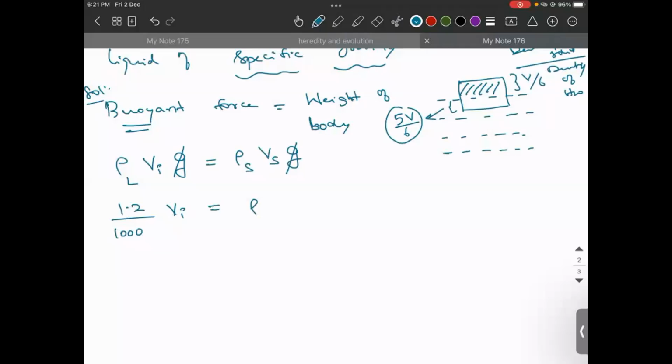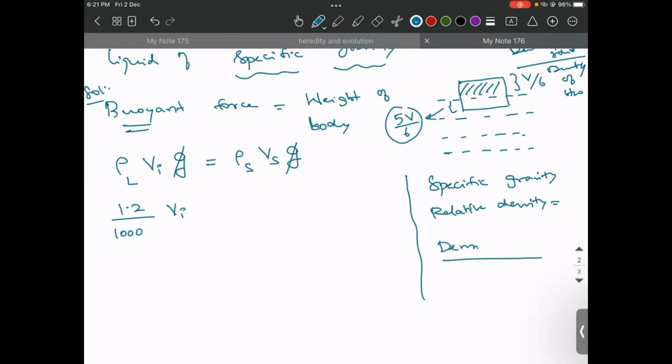Sir, can you explain again what relative density, like specific gravity, is? So write it down. Specific gravity is also called relative density. So the meaning of this is it is the ratio of density of substance by the density of water at 4 degrees Celsius. Okay, sir. Okay. Yeah.